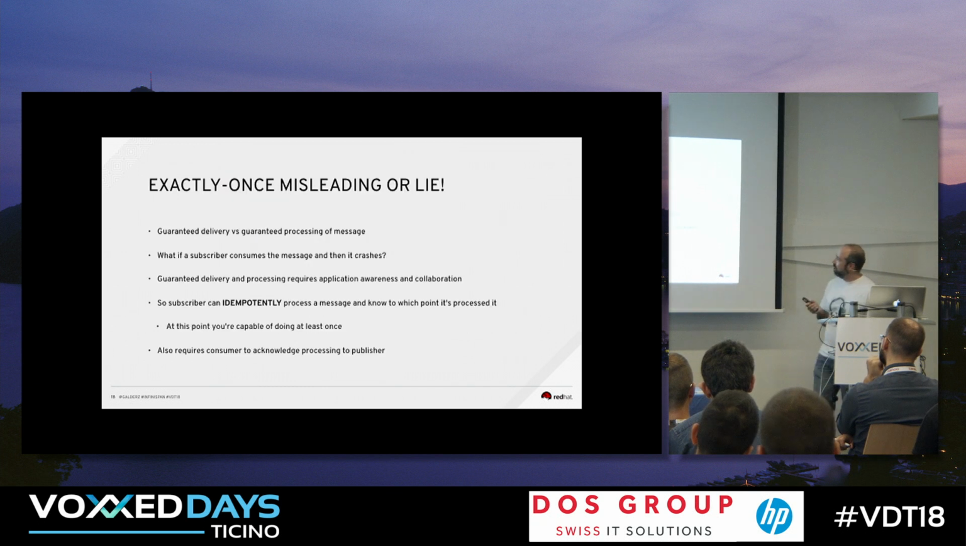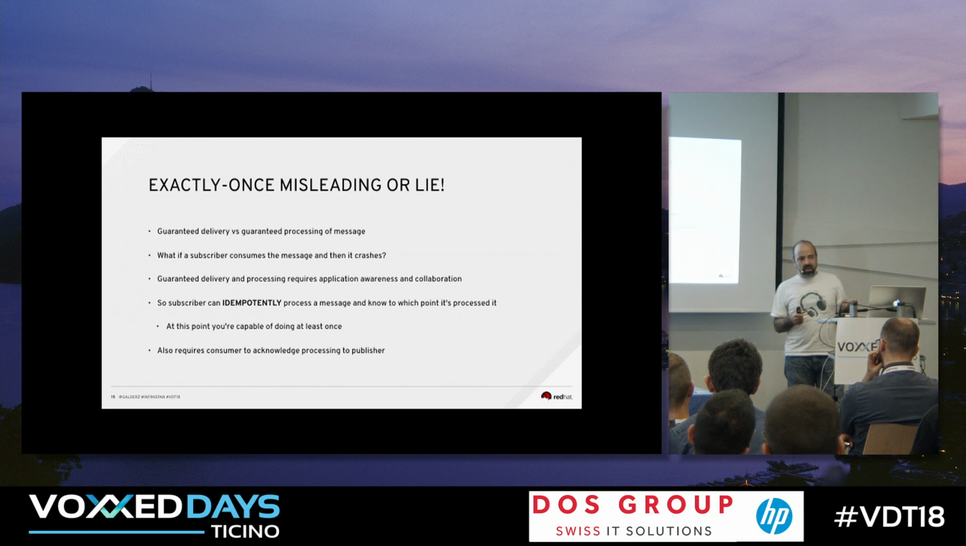that doesn't fly. Exactly once delivery is a very misleading term, or depending on how you look at it, it's an outright lie. That is because when you want to do exactly once delivery, you need to think about what you are talking about. Are you talking about guaranteed delivery or guaranteed processing of the delivered message? And that's very, very difficult because you might say, okay, I've delivered my message to a subscriber, but it didn't manage to process it. It might have crashed, so you don't know whether it actually processed it. So the only way for you to guarantee that a message has been delivered and processed is to actually have application awareness and collaboration between the different parts.